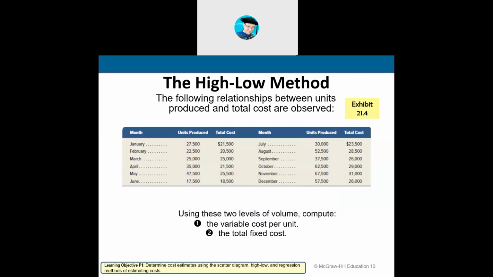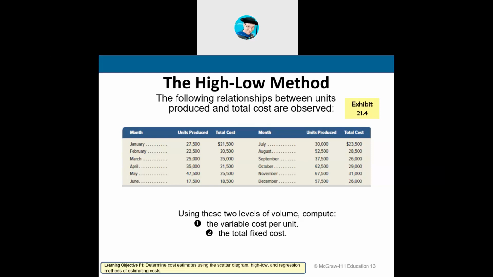The second method is called the high-low method. The high-low method is actually probably one of the easiest ones. We take the highest month and the lowest month. Okay, here's how it works. So here's some data. We've got January through December. We take a look at the total cost associated with each month.